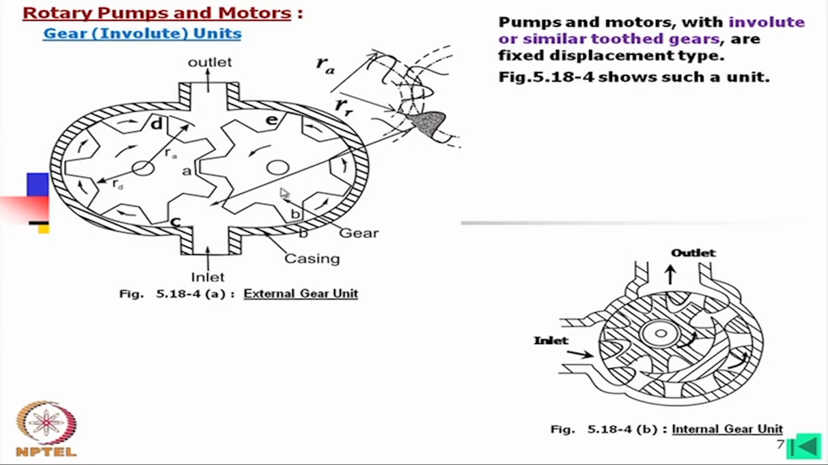Now, if you ask a layman who does not have much idea about these pumps, immediately they will think this is inlet and this is outlet, since one is rotating clockwise and the other anti-clockwise, and oil is coming in and going out. But it is not like that. The oil is coming in here, it is being entrapped on both sides, and it is going out.